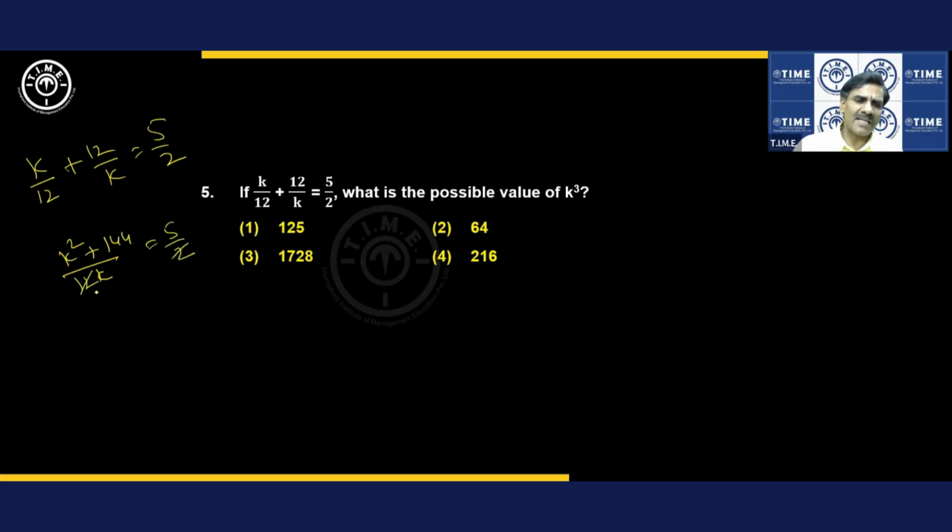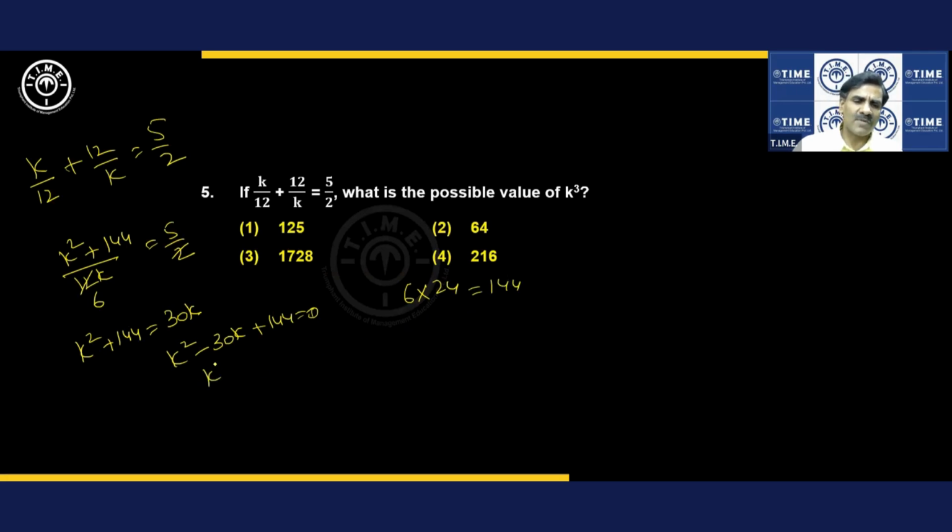2 anyway we can cancel here 6 times. So in other words, k square plus 144 is equal to 30k. Or else bringing that 30k to this side, k square minus 30k plus 144 is 0. Now going for the factorization here, the product of two numbers should be equal to 144 such that their sum should be equal to 30, because we have a minus sign here. So 6 24s is 144, and 6 plus 24 is 30.